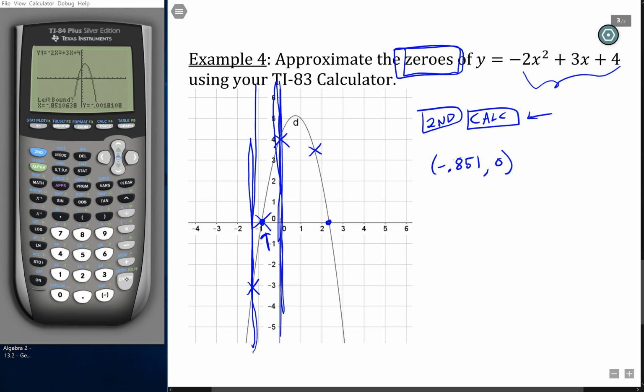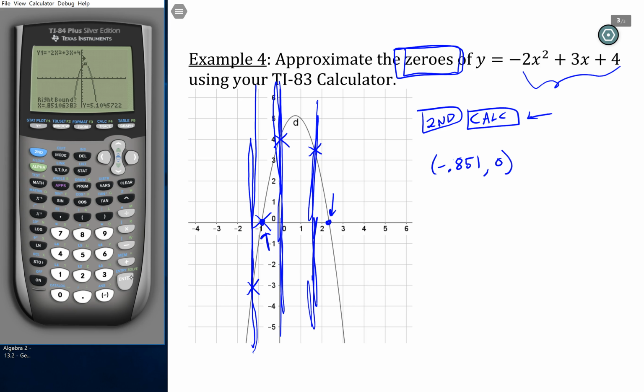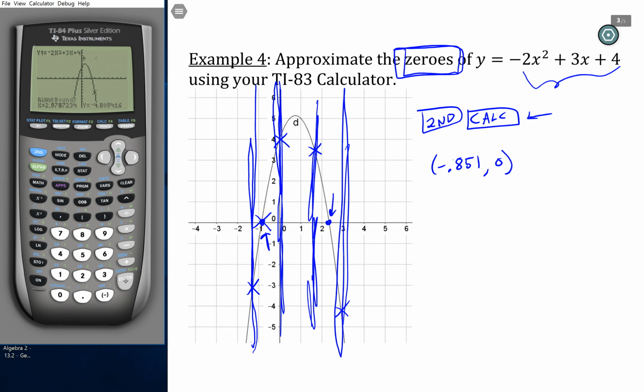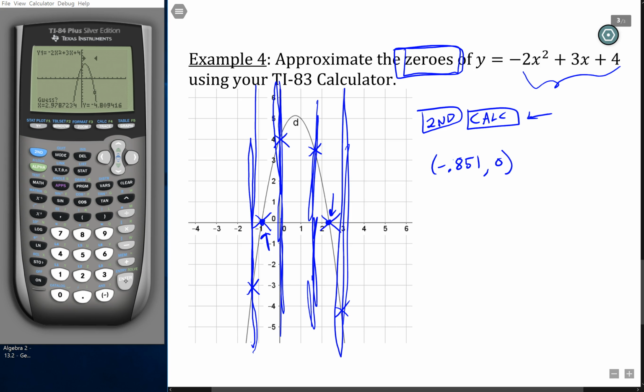So my left bound, I want to put somewhere over here, because if I'm trying to get this, I need to do a point to the left of it. Here's a point to the left of it, right about here. That's good enough. Now we need to give it a right bound, so something over here, that'll be to the right of the 0. So let's arrow my cursor over. Okay, good, that's a right bound. Finally, it asks for a guess, so just try to put it right on. That's close enough. And the calculator tells me that that exact point is 2.351, 0. I don't know if you can see it, but it's on the display showing.